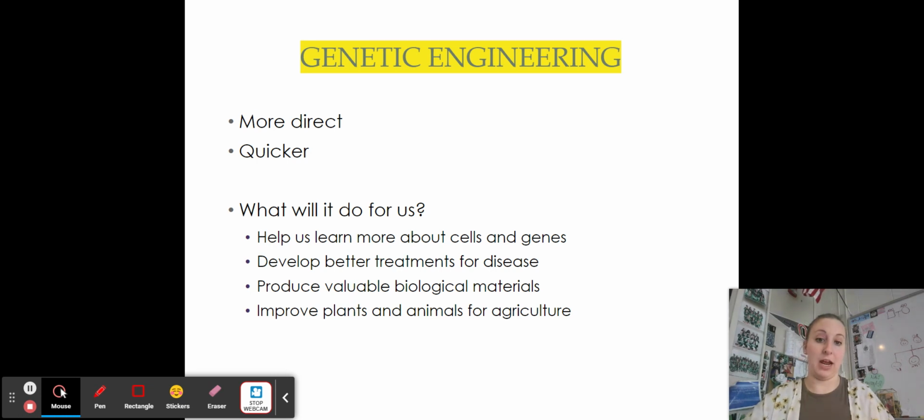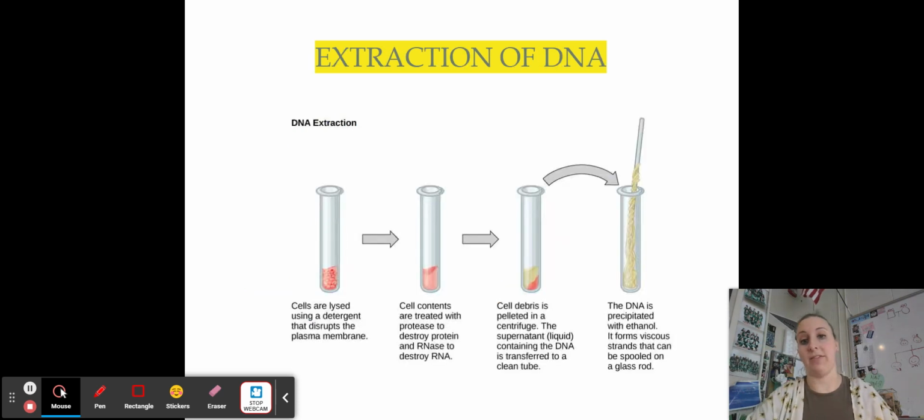and it can improve plants and animals for agriculture. So if you can alter a corn's DNA so that the corn is not very susceptible to drought, or not susceptible to certain animals or insects, so it doesn't taste very good to a grasshopper, then it makes it so that those plants are more likely to survive.